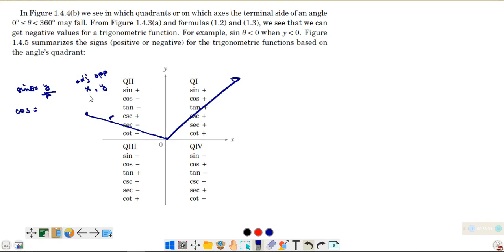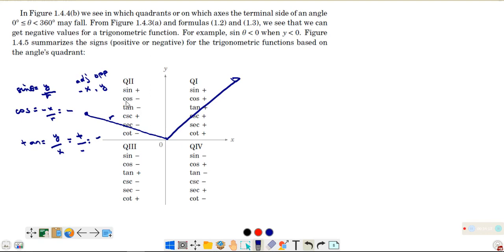Pagdating naman sa cosine, since the coordinate here for x is negative, so negative na si x, pero positive ang iyong hypotenuse na r, so the trigonometric function value cosine will be negative. So, kaya siya negative dito. And of course, si tangent, since ang numerator niya ay opposite, tapos ang denominator niya ay si adjacent, meron kang positive divided by negative. Rule natin sa division, unlike signs, negative yun. So, ang quotient niya is negative. Ayan.